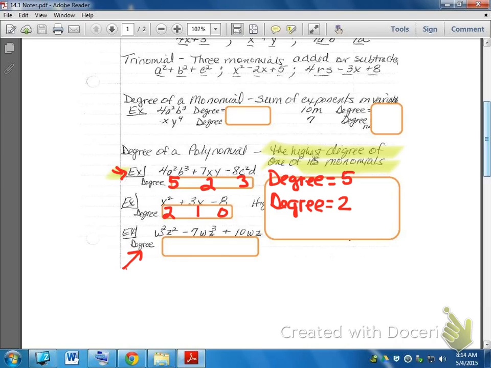Okay, last one. W squared z squared minus 7wz cubed plus 10wz. First term, w squared z squared. What's the degree? 4. 7wz cubed. What's the degree? 4. 10wz. What's the degree? 2. So the degree of the polynomial is the highest one, which is 4. Questions? Is that easy? I promise.